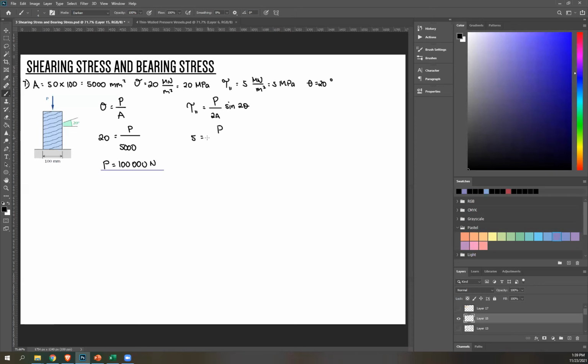Okay? That's 5. P is what we're looking for over twice capital A, which is still the cross-sectional area. So I can just copy that, 5,000, sine 2 theta. Theta being the angle between the incline and horizontal, which is given as 20. So 2 times 20, I'll just write 40 degrees. From this, please solve what's P.